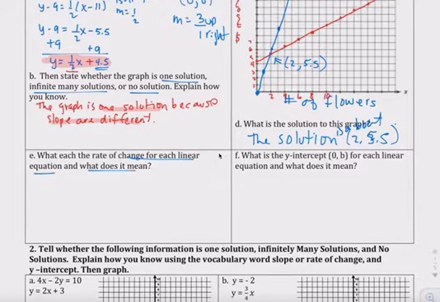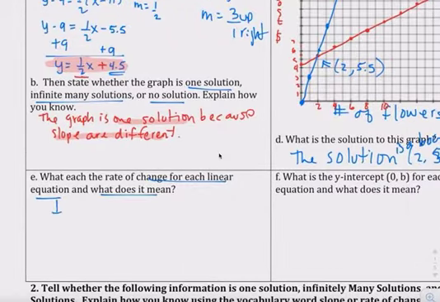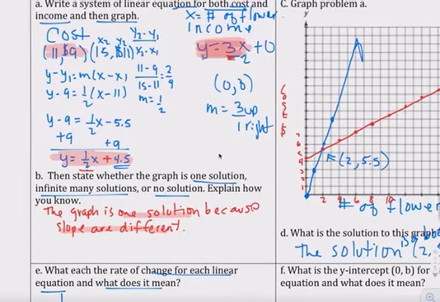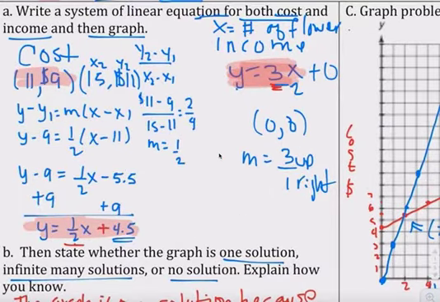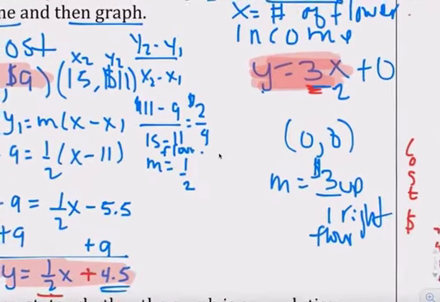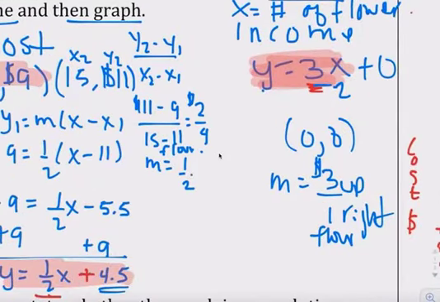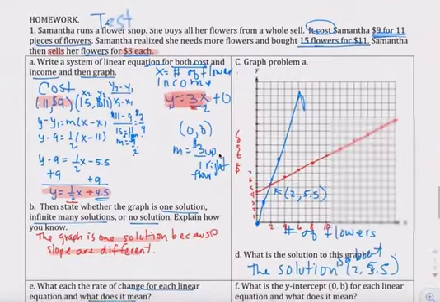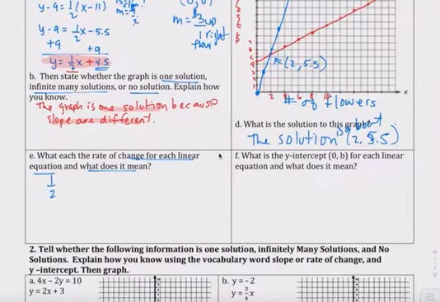What is the rate of change? And what does it mean? So you need to be able to explain what 1/2 means. So it's best to go, okay, these are your dollars. This is your flower. So same thing, this is your dollar, this is your flower. So you're selling $3 for one flower, and you're buying it for $1 for every 2 flowers. So 50 cents a flower. That's what you're explaining, okay?